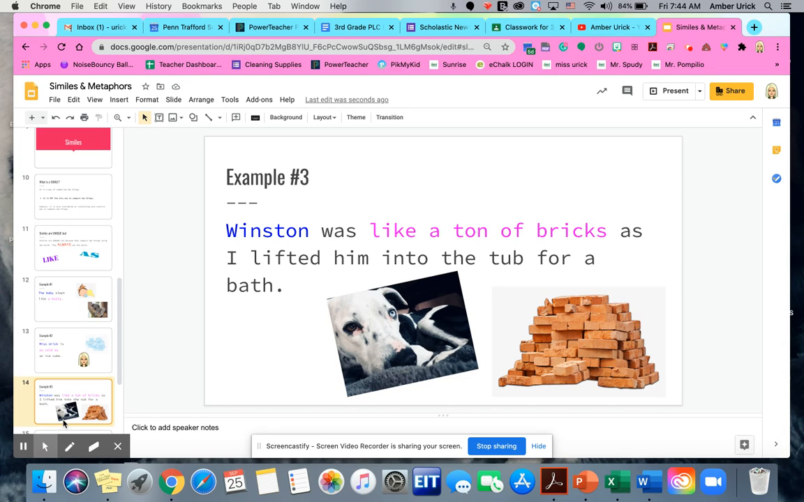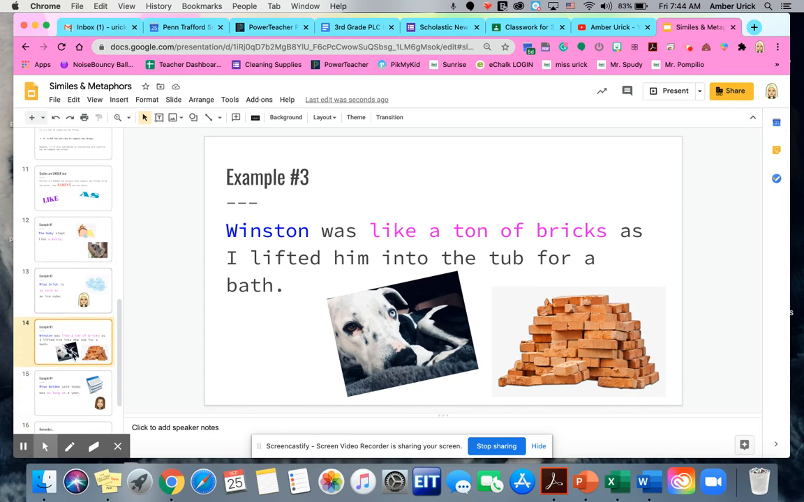Come on back. What did you guys say? If you said that means he was awful heavy as I lifted him into the bath, you guys are correct. He was like a ton of bricks. A ton of bricks is awful heavy. So when I lift him into the bath, he's super heavy. So I'm comparing Winston to a ton of bricks because both are pretty heavy items.